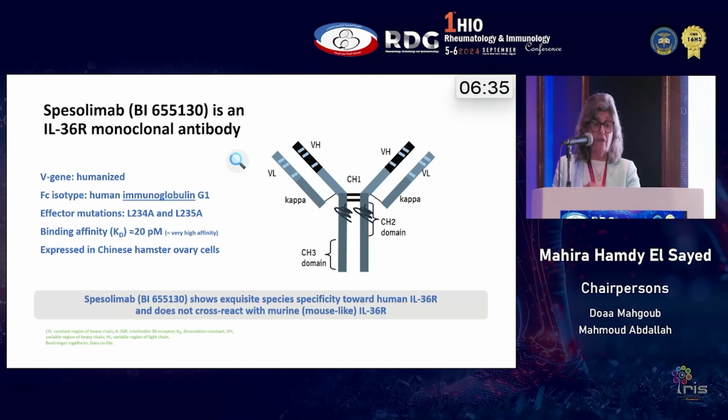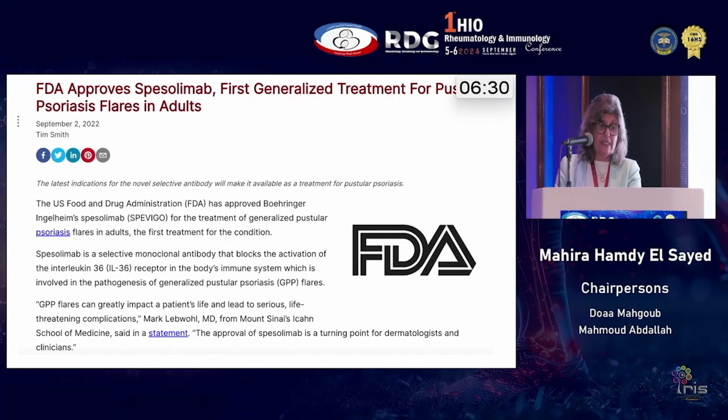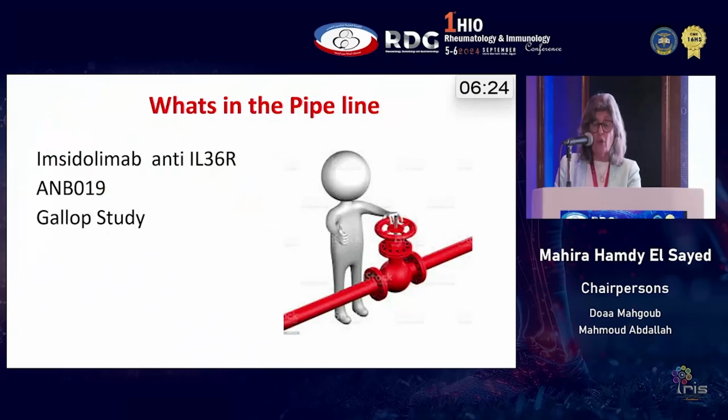So this was the revolution, which was spesolimab. It's anti-interleukin-36. It was approved by the FDA in September 2022. And unfortunately, it will not be available in Egypt. It's difficult because it's extremely expensive. But anyway, the results are marvelous. Sometimes it controls the disease within 24 hours.